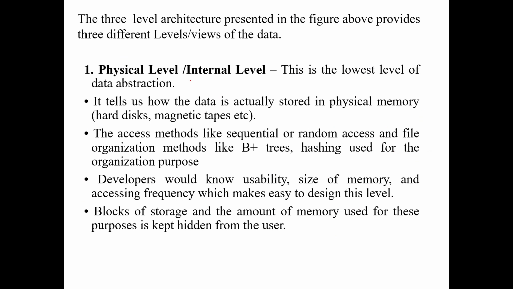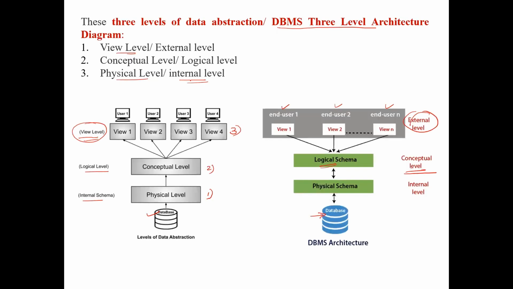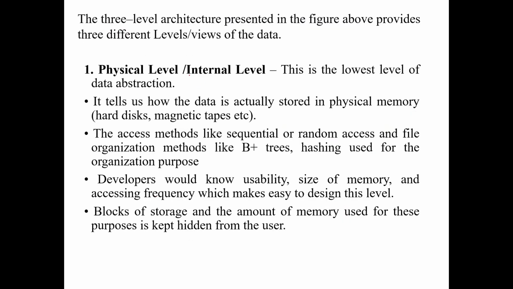The three-level architecture presented in the figure above provided three different levels. So we again understand one by one all these levels. So first is the physical level. We also call it as the internal level. Internal means how the data is internally physically stored in the memory of the computer system. That memory can be the hard disk or magnetic tape. How the data will be accessed from this memory, that can be sequentially, or it can be random access, or it can be by using the various methods like B plus tree or hashing method or indexing as well.